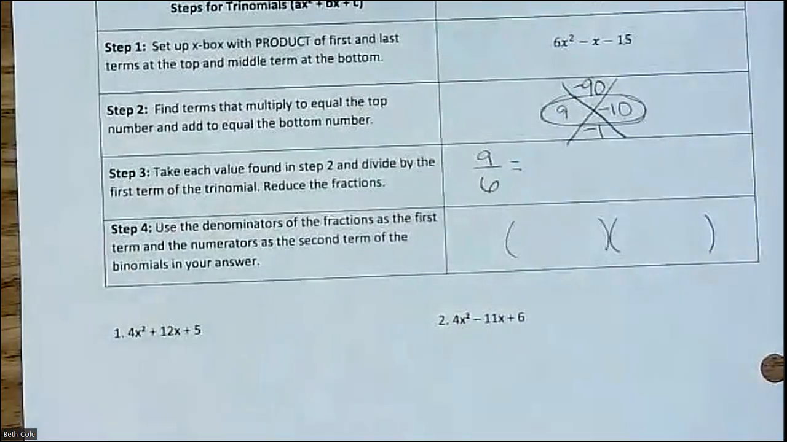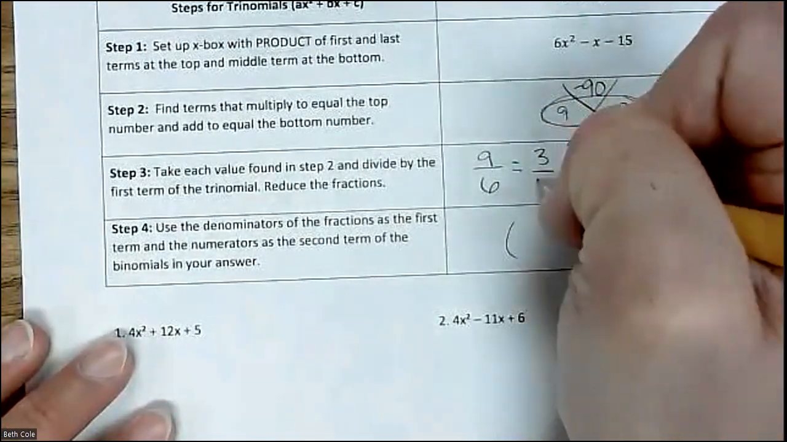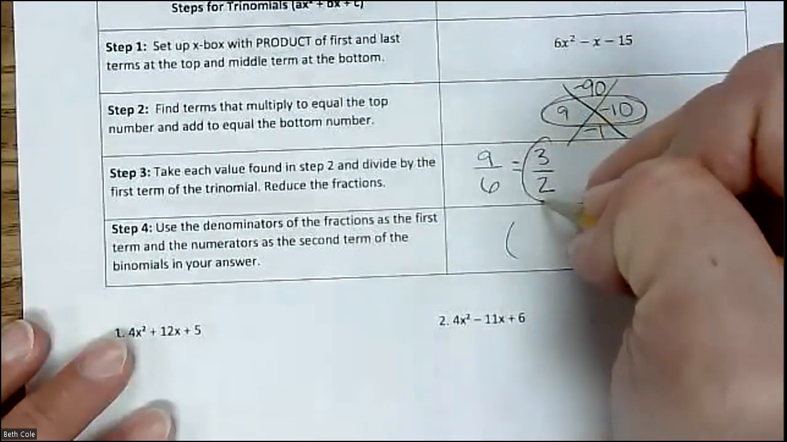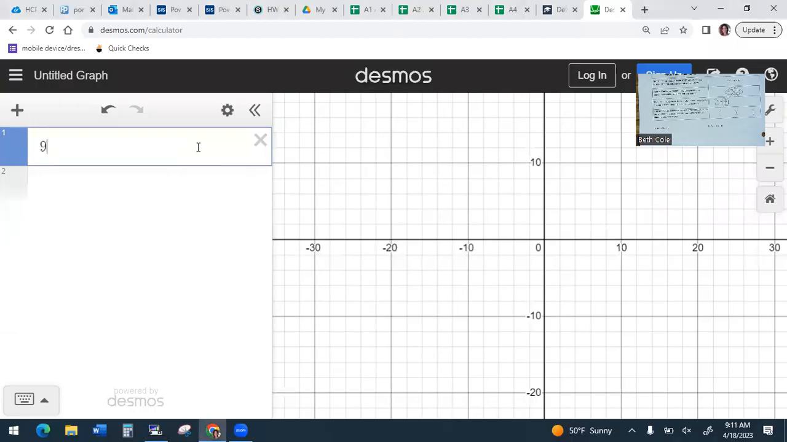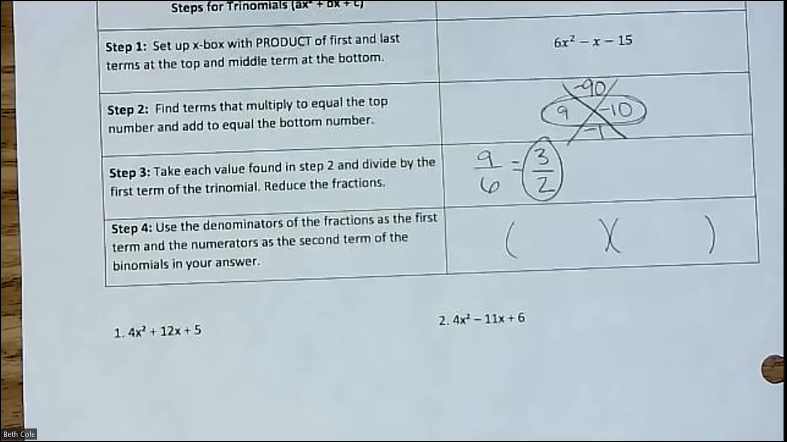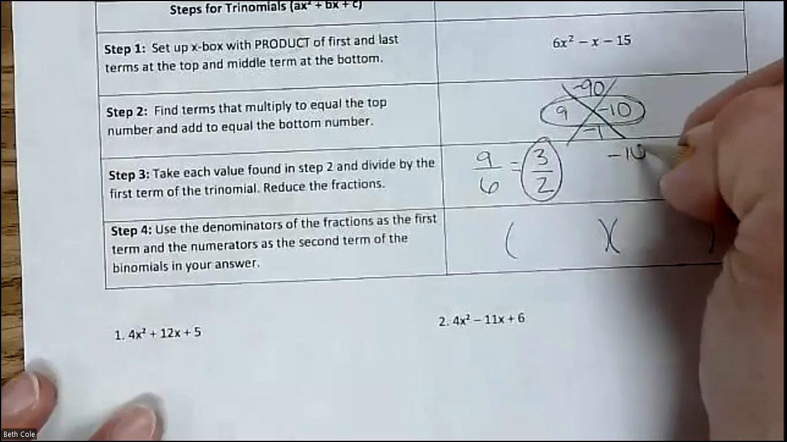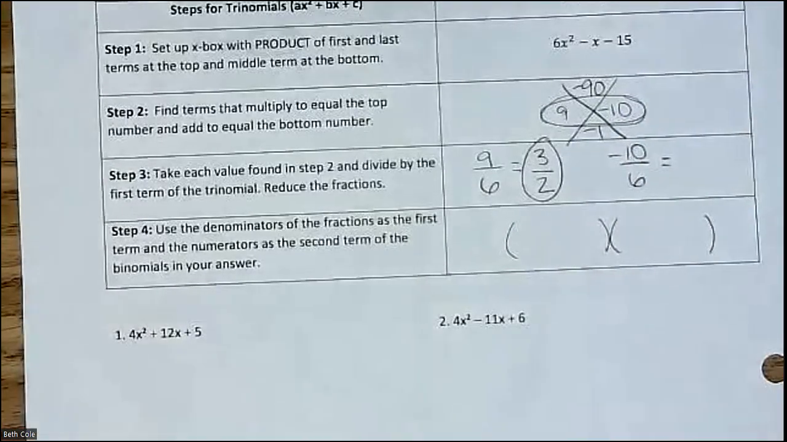How can we reduce 9 over 6? Divide by 3. So it would reduce to 3 over 2. If you are uncomfortable with that, let me show you how to do it in the calculator. If you type 9 divided by 6 and turn it back into a fraction, do you see how it does it for you? So if you're uncomfortable reducing those, just remember Desmos will do a lot of things for you, okay? Then we're going to do the other one, negative 10, and divide that by 6.